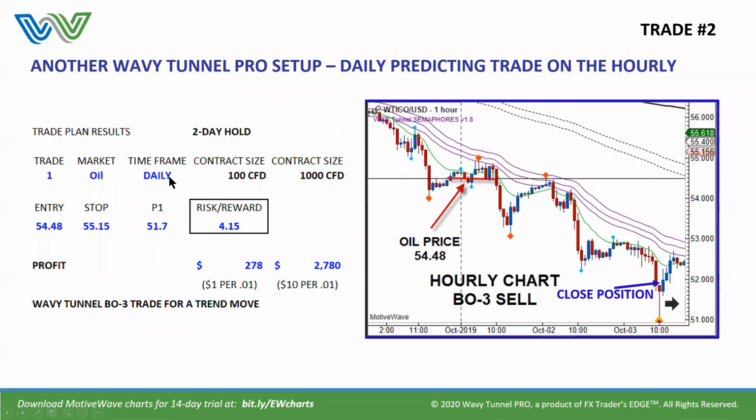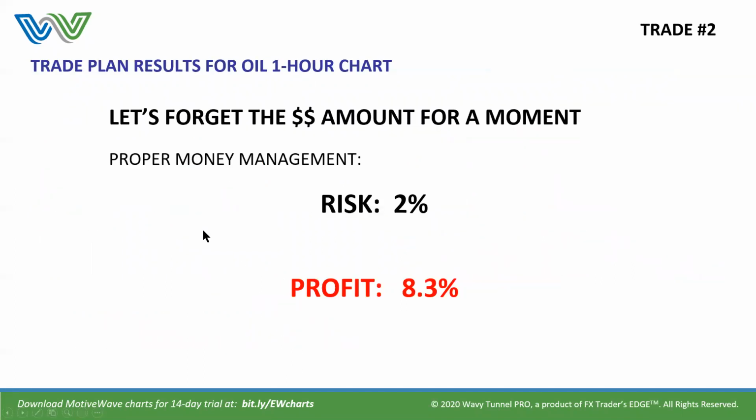So looking at the daily time frame and then moving down to the hourly, and going through the same discussion that we did, our risk reward is 4.15. So we set a 2% stop loss, and we have a risk reward of 4.15. And this is our profit that we generate based on a mini lot or a standard lot, similar to our mini lot and our standard lot on this move. So let's forget the dollar amount for a moment. With proper money management, if we're risking 2%, our profit is 8.3%.